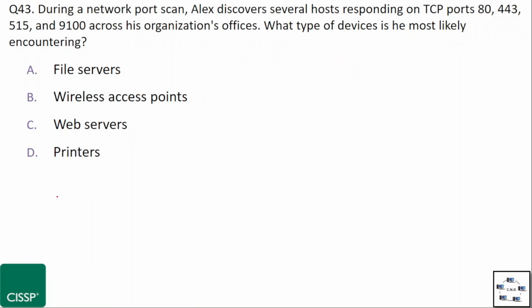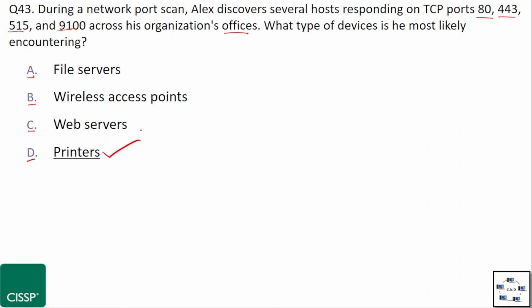Question number 43. During a network port scan, Alex discovers several hosts responding on TCP ports 80, 443, 515, and 9100 across his organization's offices. What type of device is he most likely encountering? Option A, file servers. Option B, wireless access points. Option C, web servers. And option D, printers. And the correct option is printers.